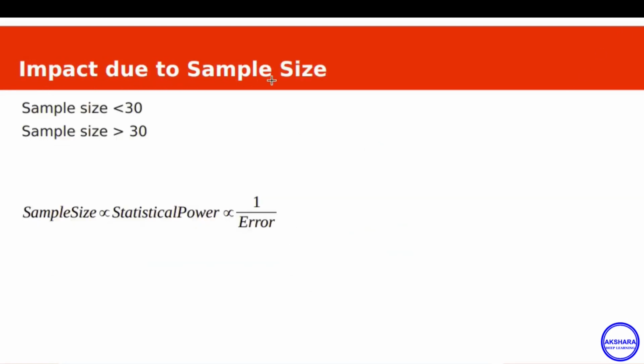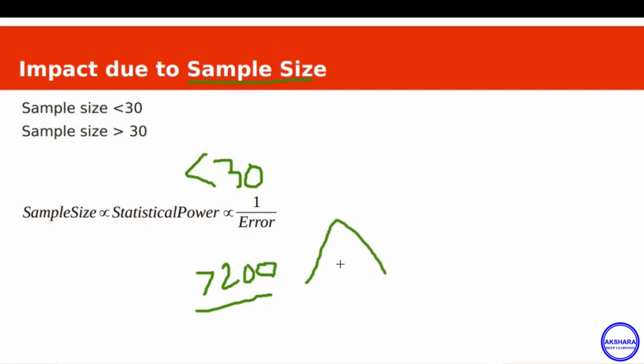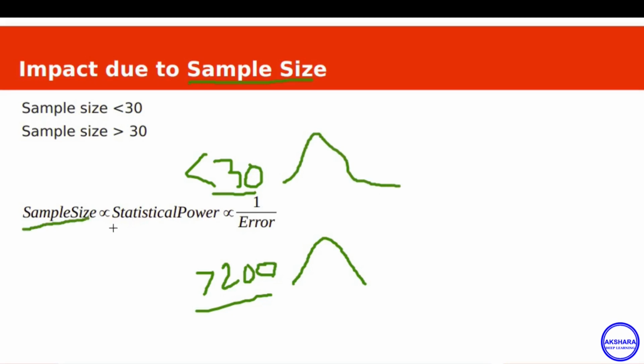Impact due to sample size. Sample size will also impact the normality. In small samples, means less than 30, data may not follow normal distribution. A sample of size greater than 200 will follow normal distribution. Means it may not be exactly normal distribution, but variation will be very low. If the sample size is very small, then deviation from the normal distribution will be very high. If sample size increases, statistical power will increase and error will decrease.